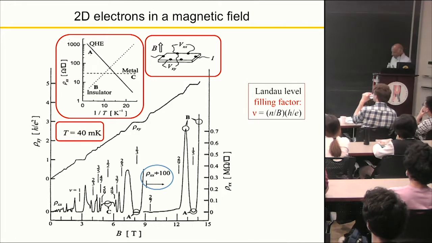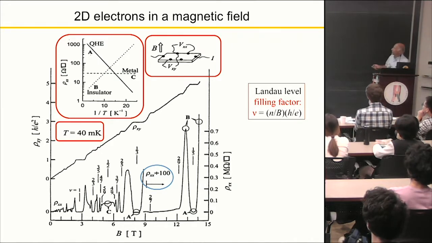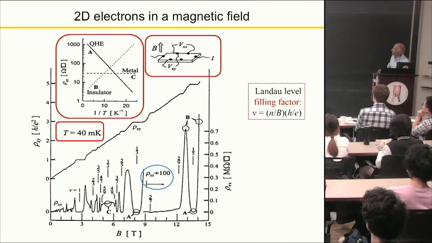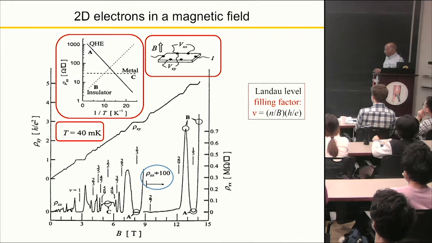So these you could probe by many experiments, but the simplest is transport. That's what we talk about today. So you just measure the resistance of the sample as a function of the perpendicular field. And this lowest trace is the resistance. This curve here is the Hall resistance. And what you notice is the Hall resistance, instead of being a straight line, which would be predicted classically, has all these steps. So these are the quantum Hall states.